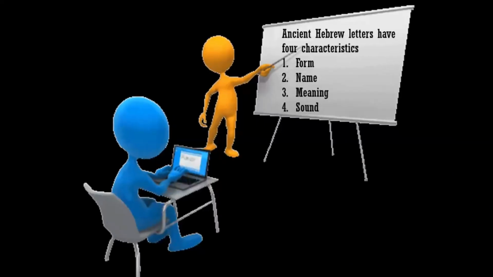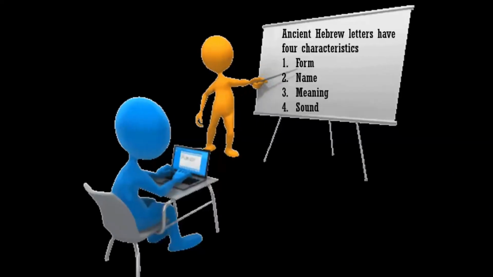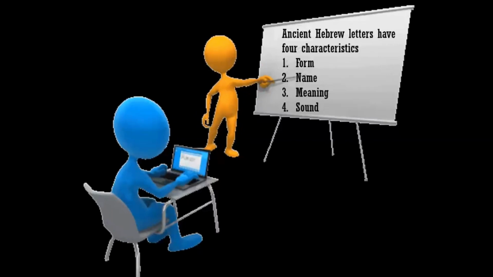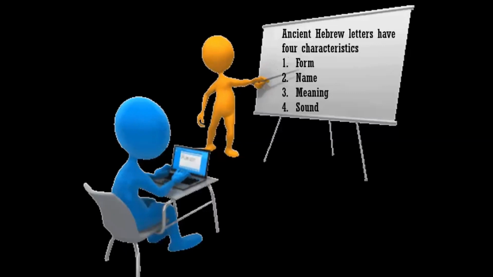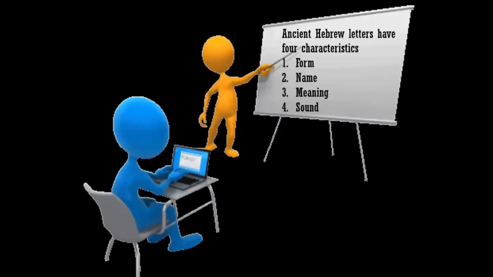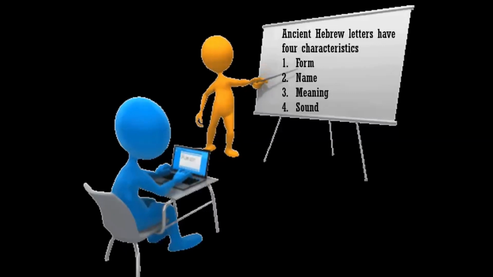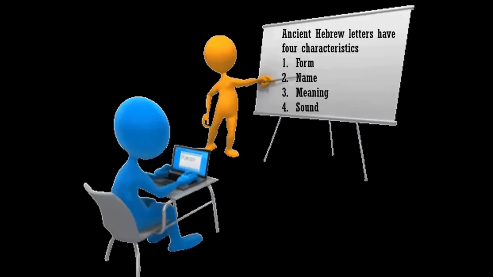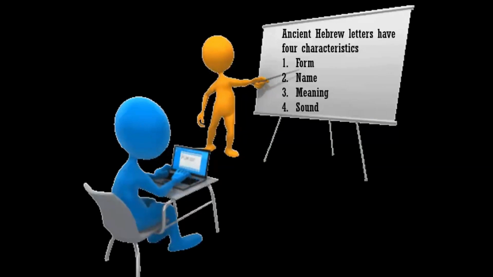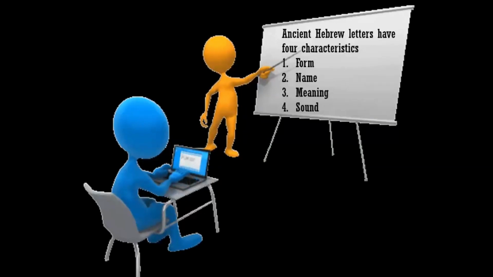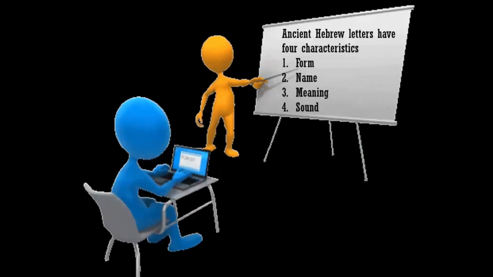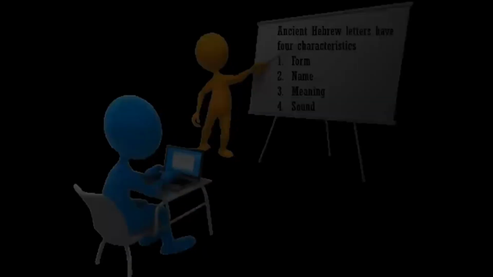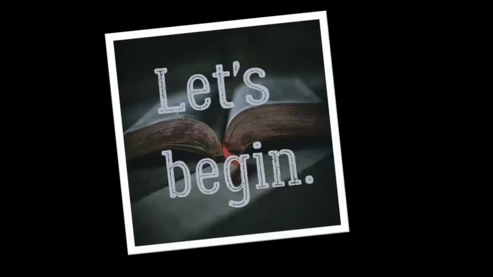Ancient Hebrew letters have four characteristics: 1. Form. 2. Name. 3. Meaning. 4. Sound. And these characteristics we would have discussed in our first lesson. Let's begin.